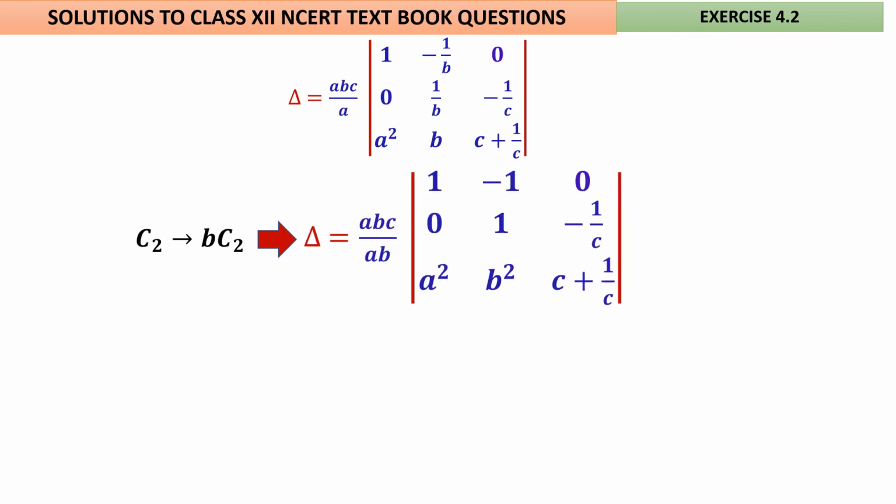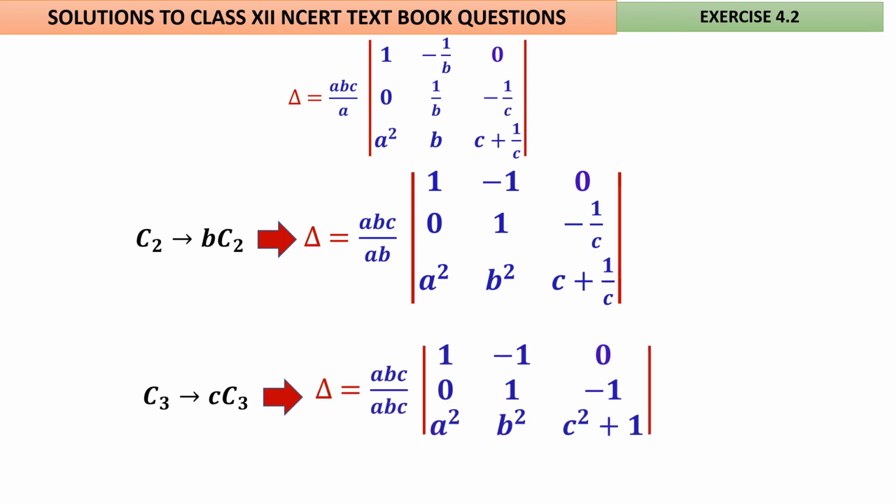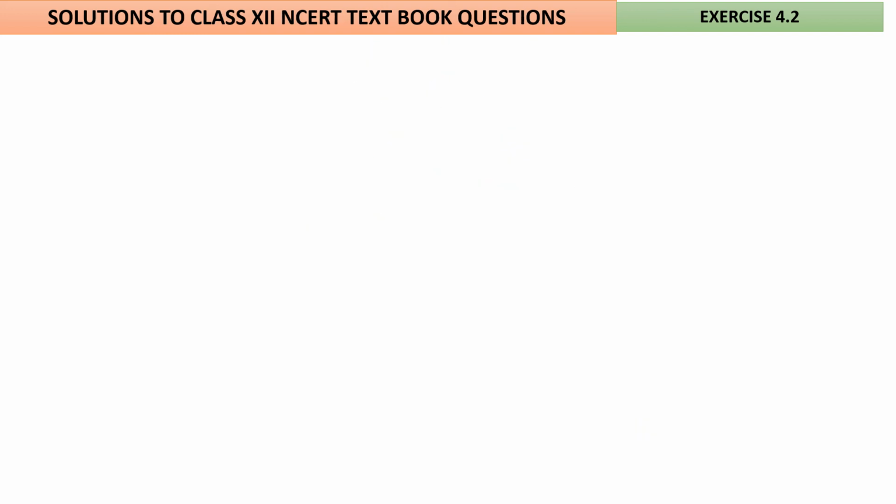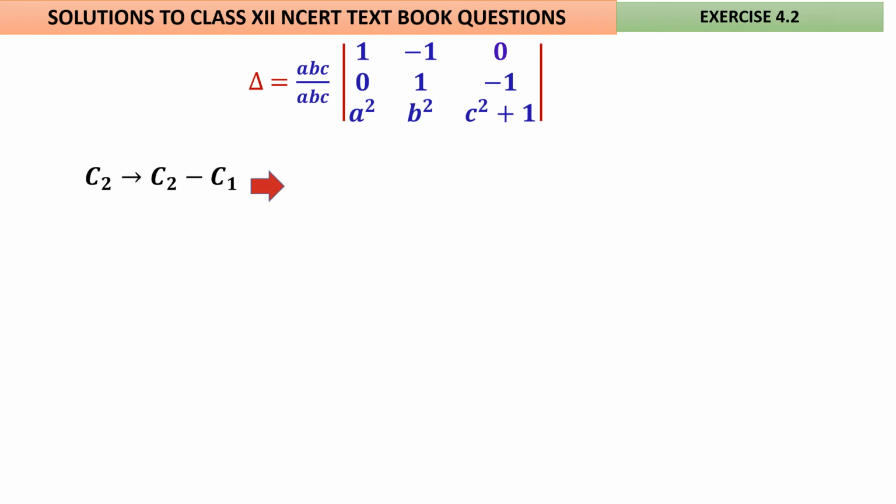Once again, we are multiplying the second column by B. Therefore, minus 1 by B into B is minus 1. 1 by B into B is 1. B into B is B square. As you got the idea now, the third column is multiplied by C. 0 into C is 0. Minus 1 by C into C is minus 1. C plus 1 by C multiplied by C is C square plus 1. ABC by ABC getting cancelled.